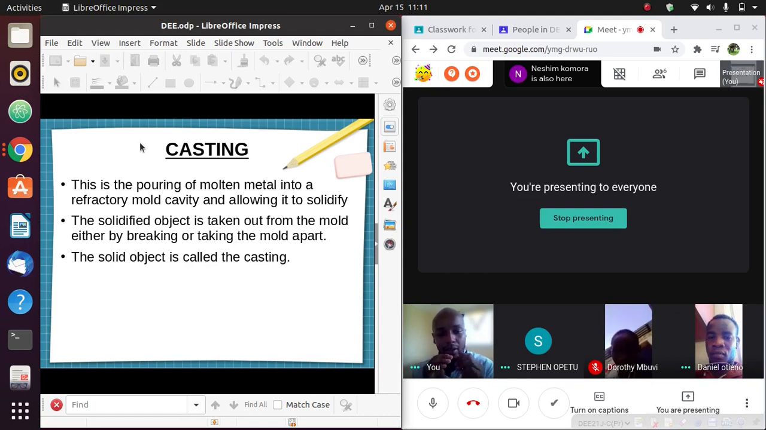This hole, that cavity, is usually made from a mold. For example, let's say I have a box. I fill the box with sand. Then I will create a hole, a cavity in that sand, and then I will pour molten metal in that sand to take the shape of that hole. That is what we call casting.